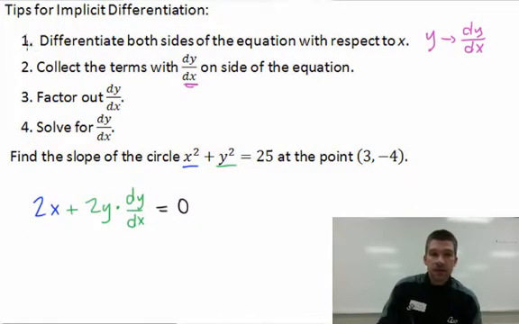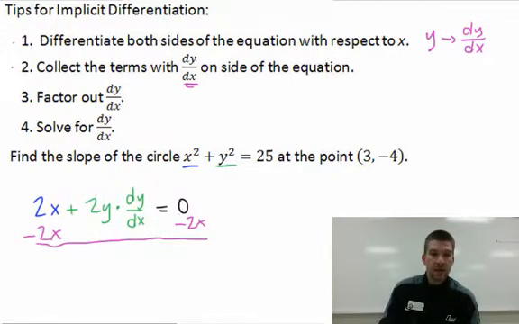Now that's the first part. So the second part is to collect all the terms with dy dx on one side. Well, we've got it over here. There's only one term. It's already on the left. Do we need to factor out? No, but what can we do? We can move 2x from left to right. And so what that's going to give me is 2y dy dx equals negative 2x.